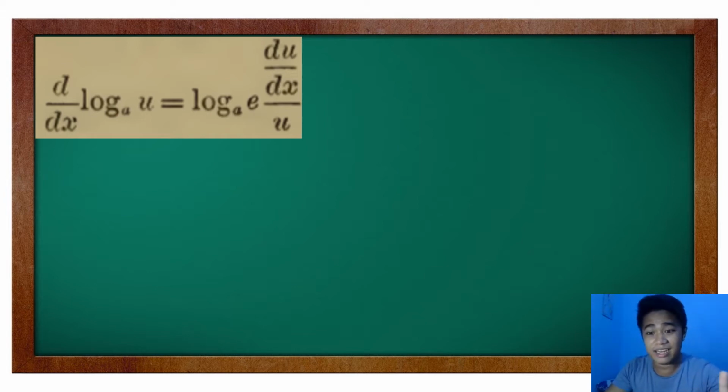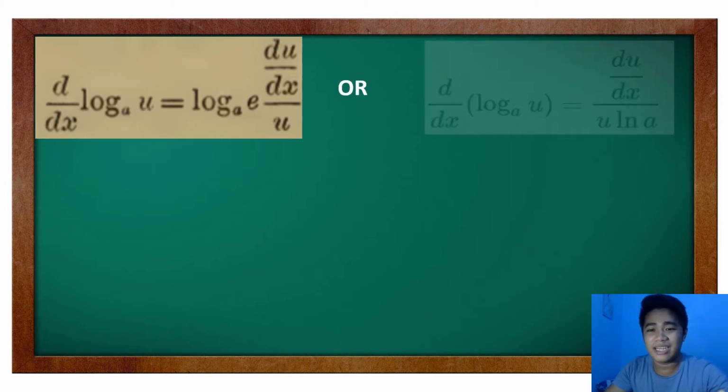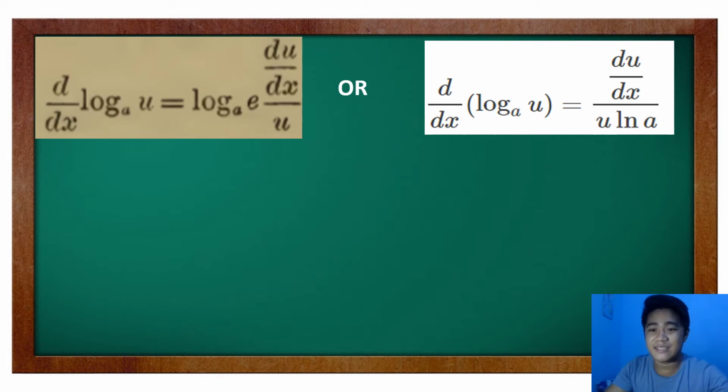Or, you can also write that as du over dx over u ln of a. If you solve using the first result, which is log base a of e times du over dx over u, that will give you the same answer as du over dx over u ln of a. So you can use either of the two whenever you encounter problems such as log base a of u, where a is a constant again, and u is an expression or a term that has the variable that you are differentiating.